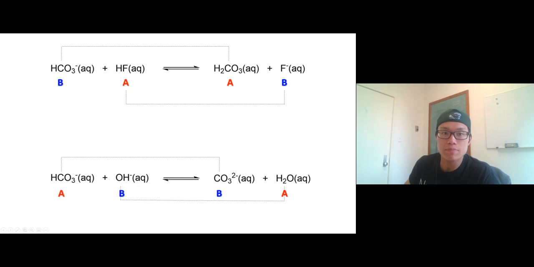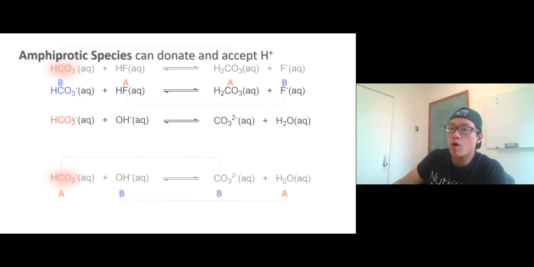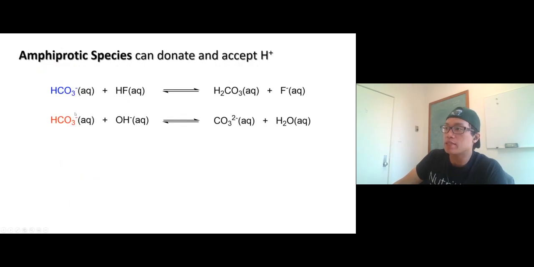That's it. All right. Now I would like to point out right here, if you look at this example, bicarbonate can have two roles, right? The first role, it acts as a base. In the other reaction, it acts as an acid. Okay. So some compounds can act as both an acid and a base. We call this type of compound an amphiprotic species. Amphiprotic compounds can donate and accept a proton.